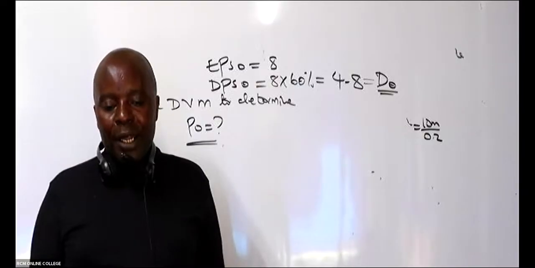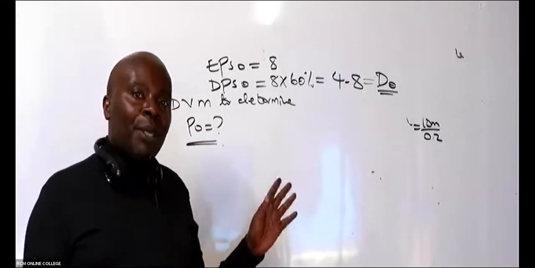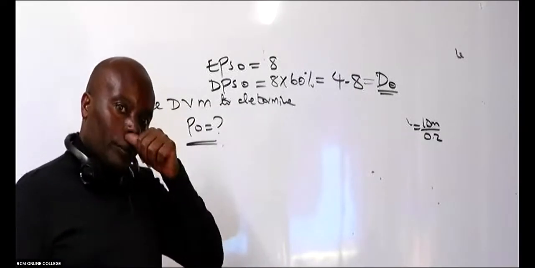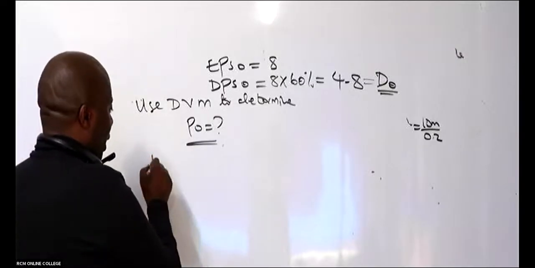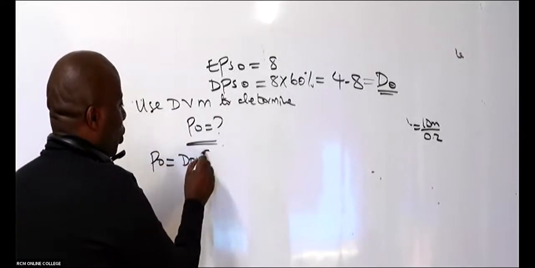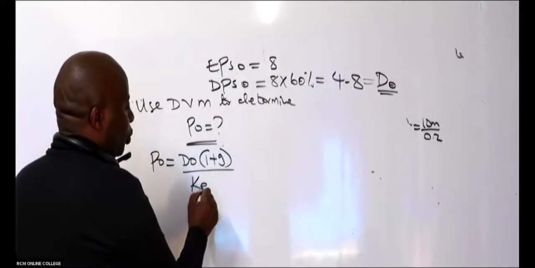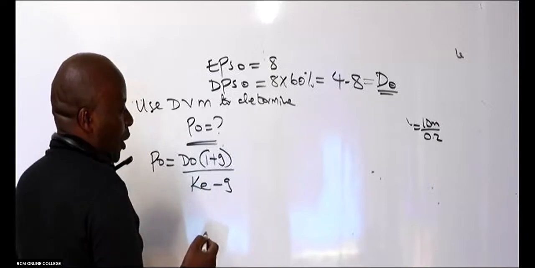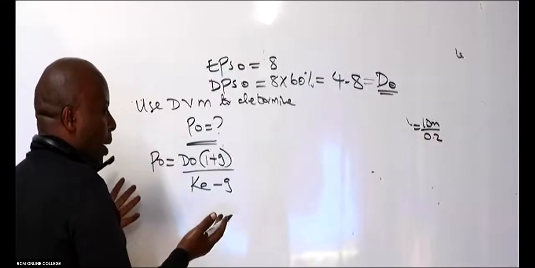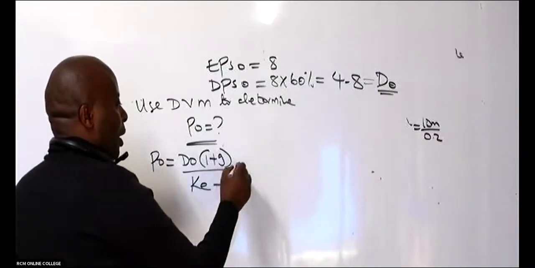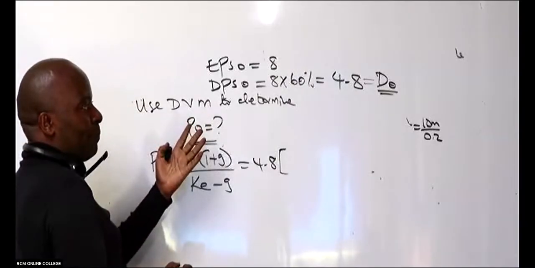So, ladies and gentlemen, they want me to use a dividend valuation method to determine P0 between the two. Not a problem. So how do we get this P0? I know the formula. I know P0 equals D0 into 1 plus g, all over cost of equity minus this g. Fortunately, we have been able to get D0. Our D0, ladies and gentlemen, is 4.8. The one we got up there.